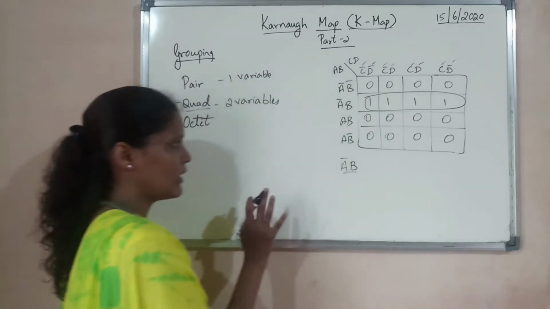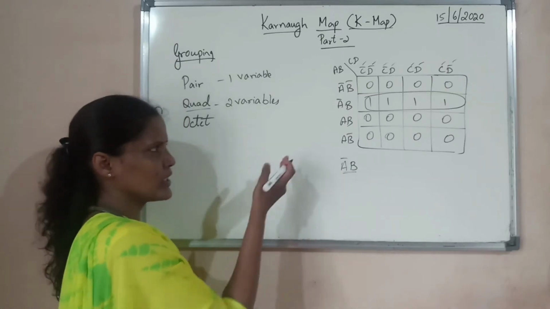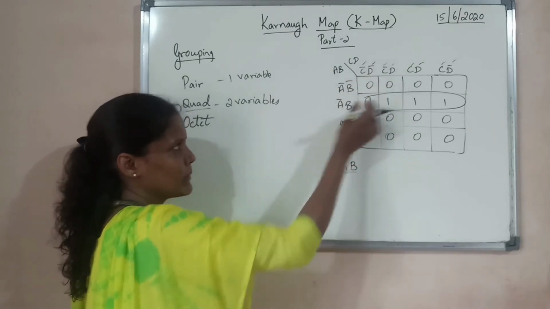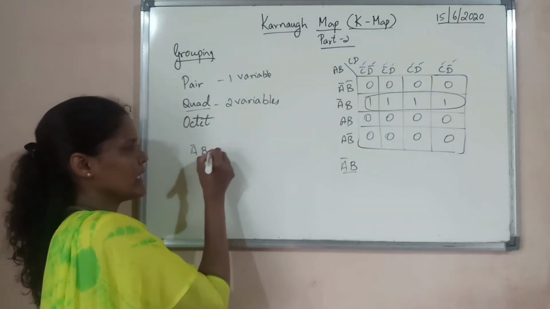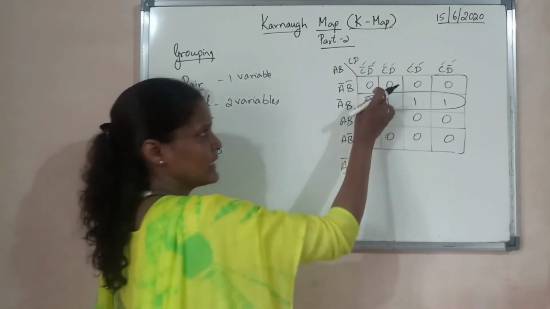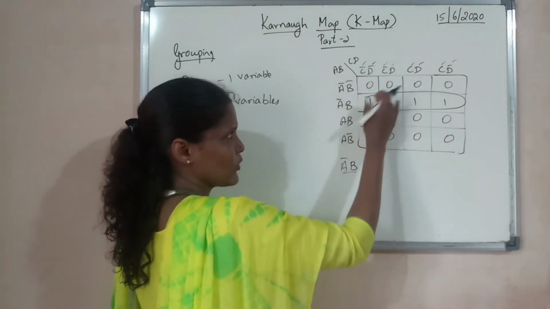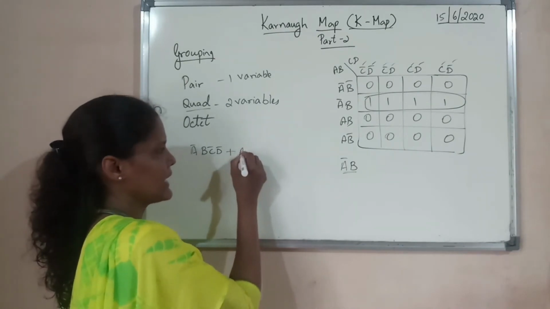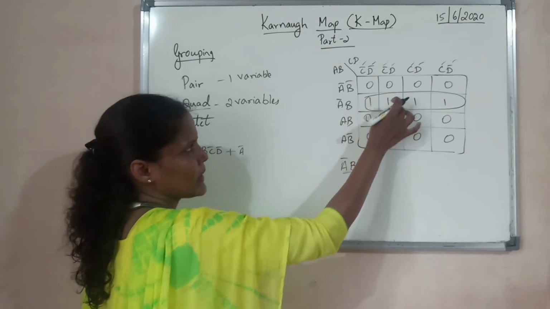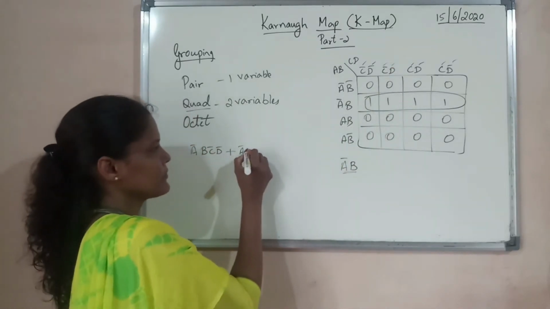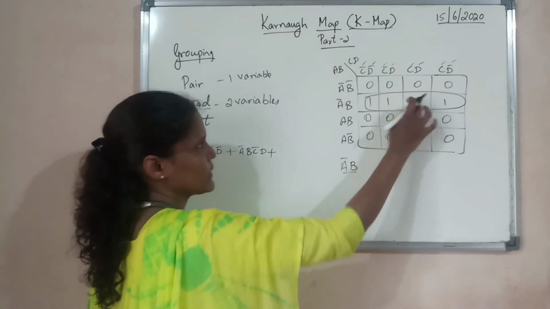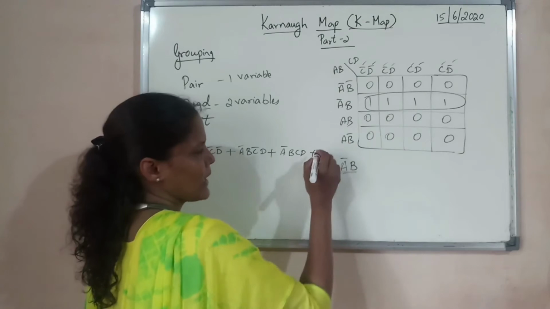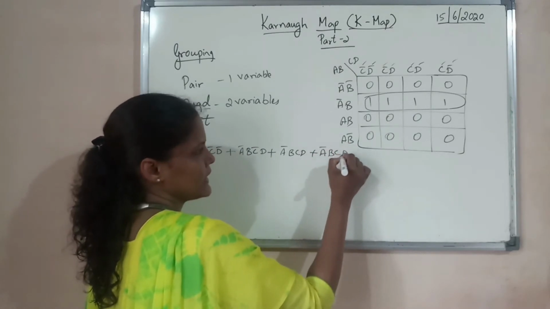Let us try to analyze this using our traditional method. For this particular one, the minterm will be equal to A bar B, C bar D bar. I hope you are getting this. For this minterm, I am just coinciding the row and the column. A bar B, C bar D. Next, for this, A bar B, C bar D. For this particular one, A bar B, C D. Then A bar B, C D bar.